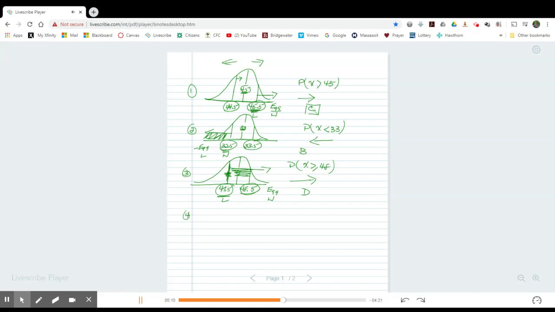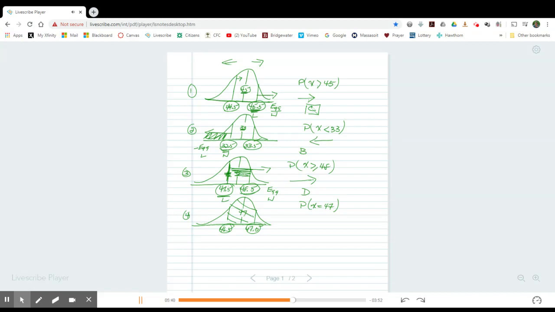Number 4. I'm looking for exactly 47, the probability that X is equal to 47. These are the easiest ones. There's my 47, subtracting 5 tenths, 46.5, adding 5 tenths, 47.5. I said these are the easiest because it's in between. Here, all the area between 46.5 and 47.5.